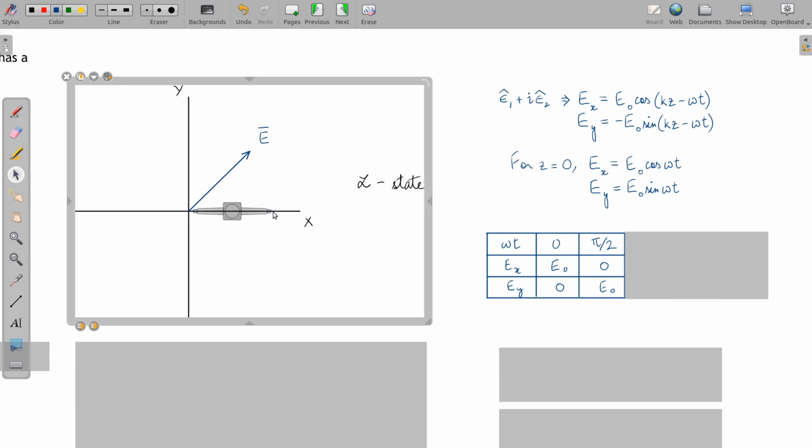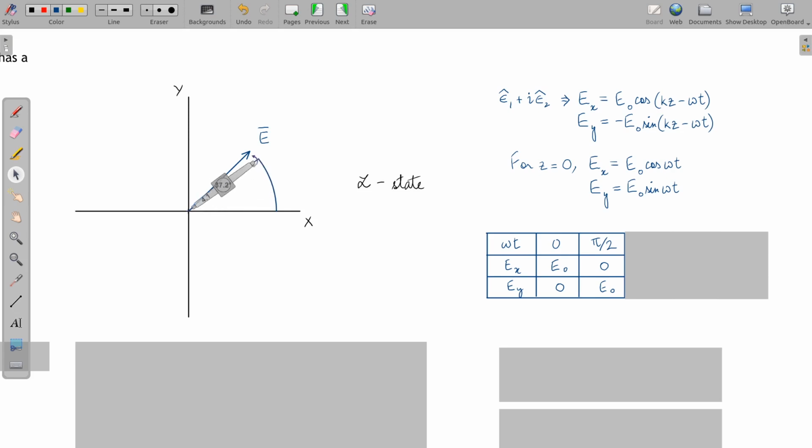That means the wave has actually moved in this direction. The wave has actually propagated in this particular direction. So this is the direction in which the wave has propagated. Now let's consider the next one. So at omega t equal to pi, that is, half the cycle has passed by, then we'll find Ex is equal to minus E naught, and Ey is equal to 0. That means the wave has propagated in this direction, and it has come over here. So it has moved in this direction.